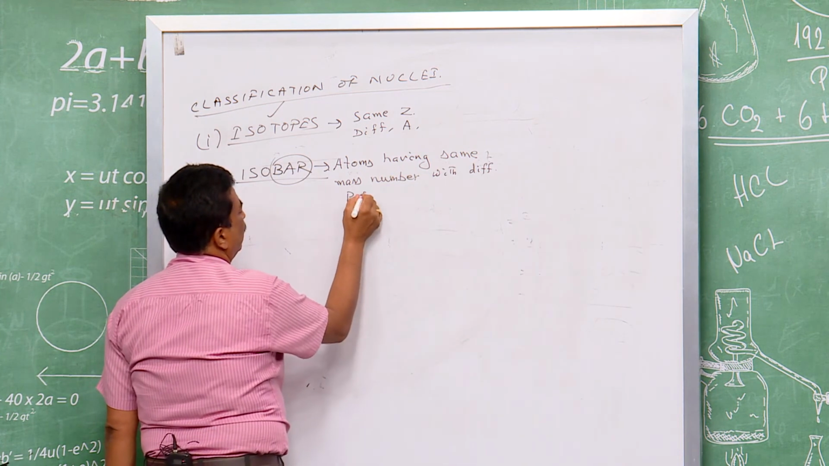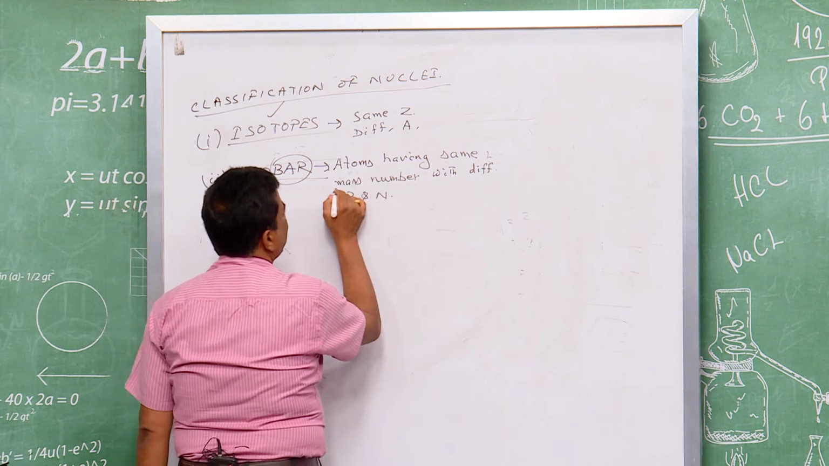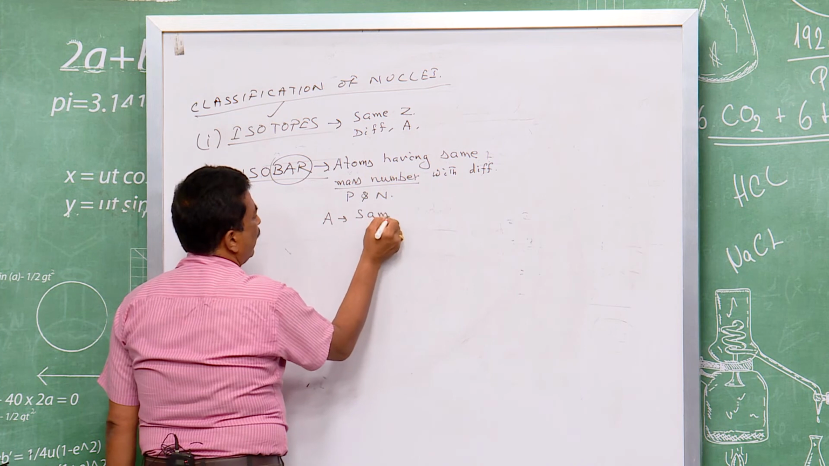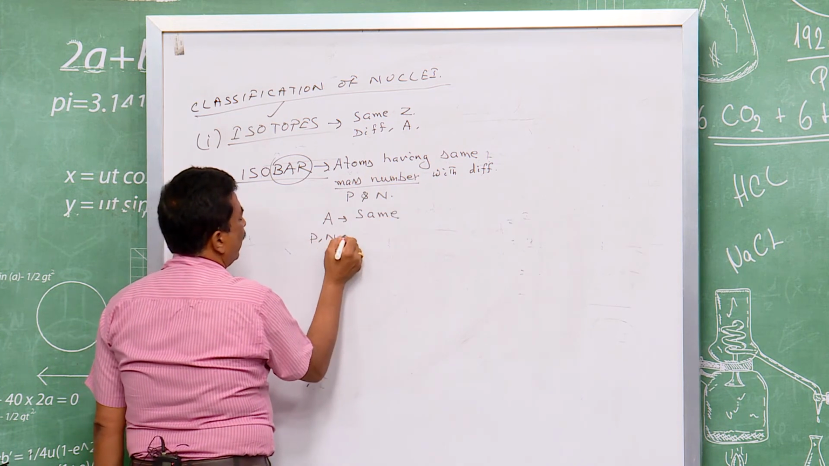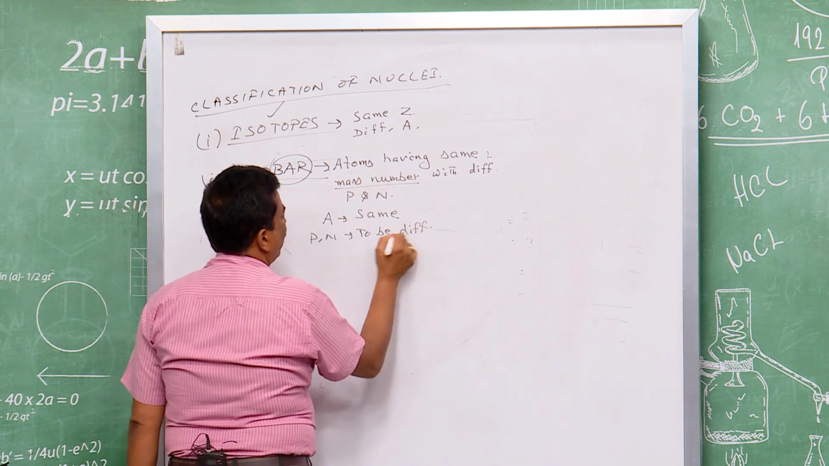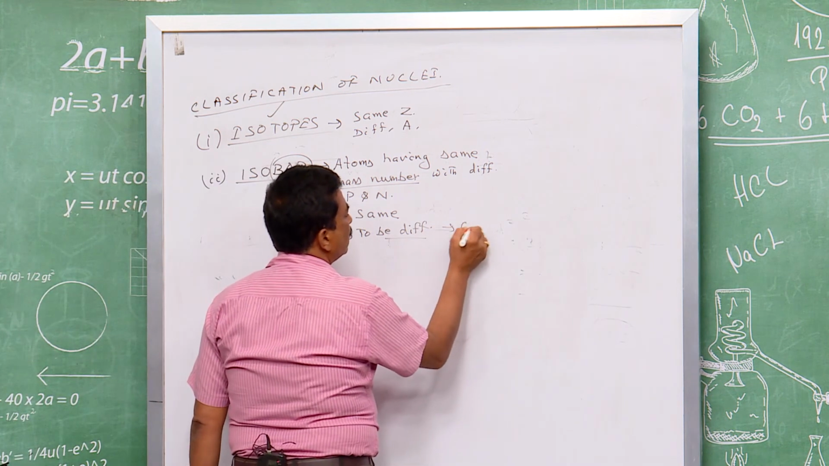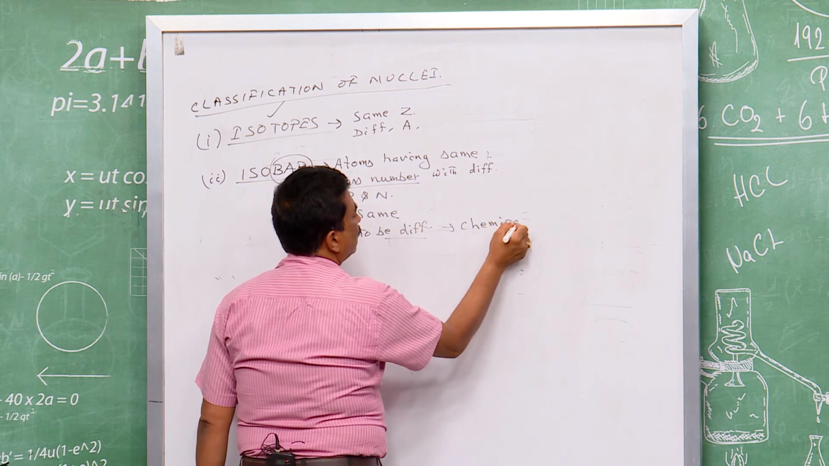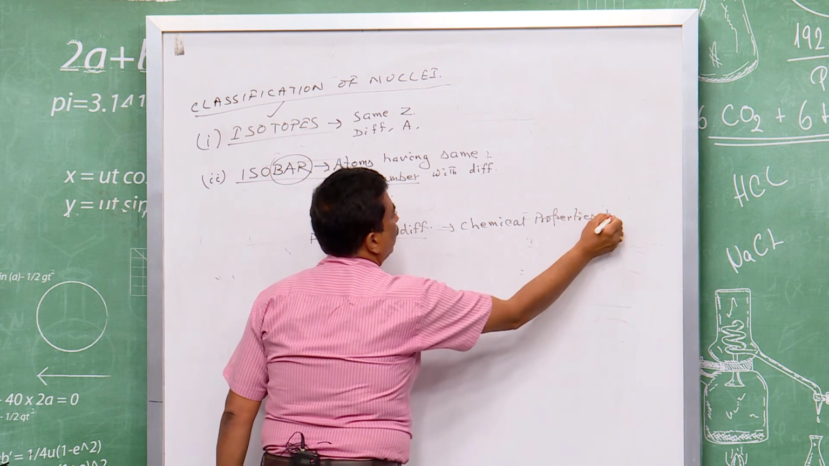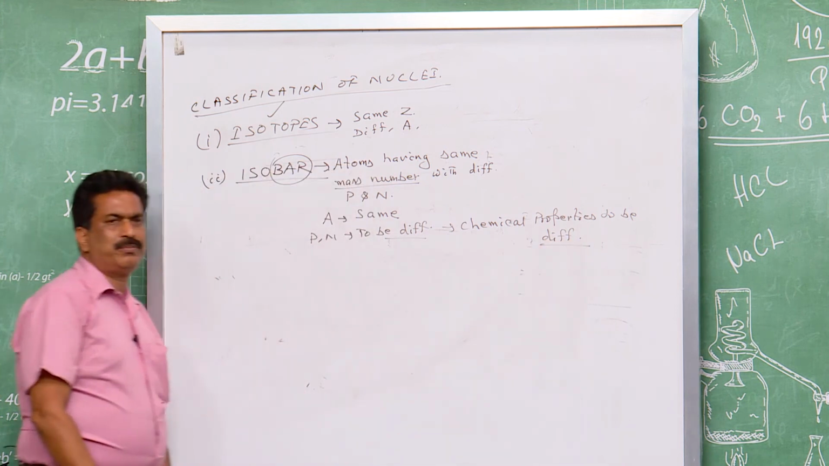Atoms having the same mass number but different P and N. Here having the same mass number means A is the same, and P and N are different. So when the protons and neutrons are different, then its chemical properties are also different.